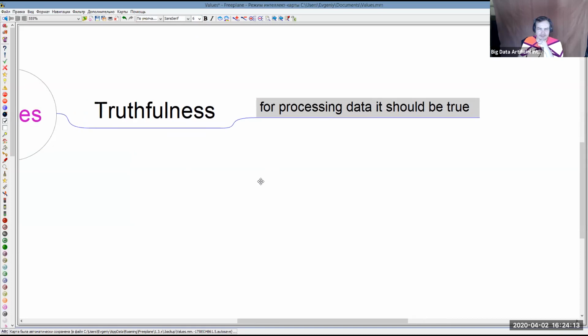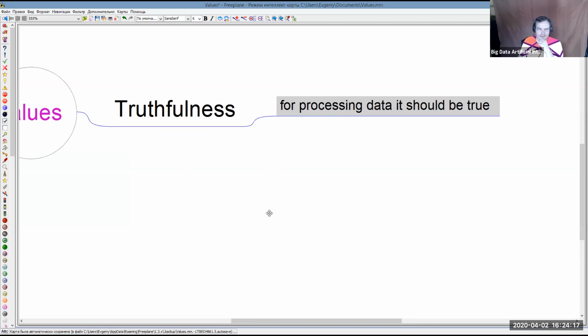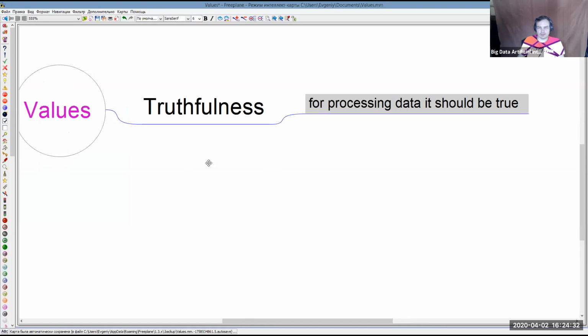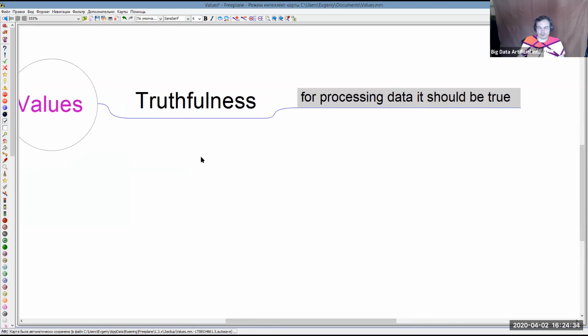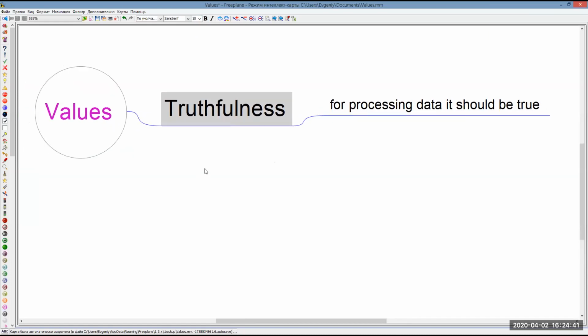Okay, so trustfulness. Cavalier, maybe you can find some picture and give me the link to this picture. I will put it under this word, trustfulness. Maybe, so what the picture can reflect this word.